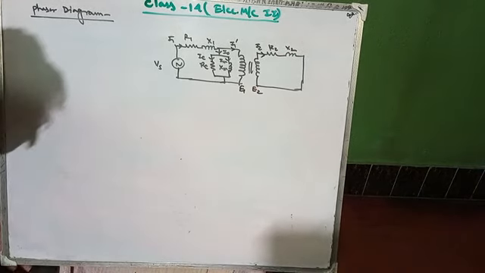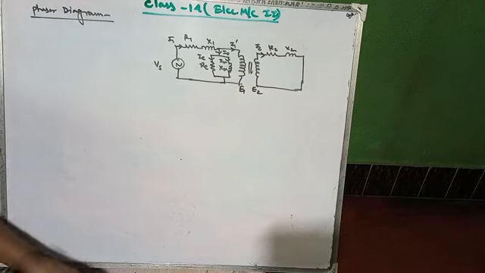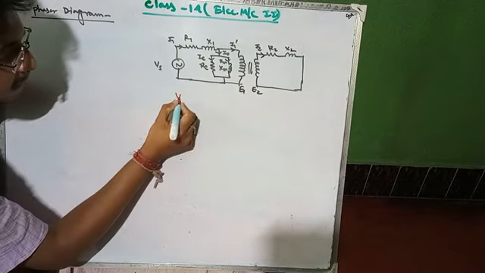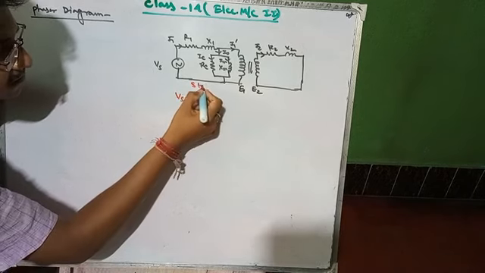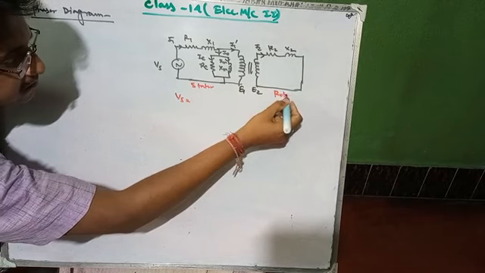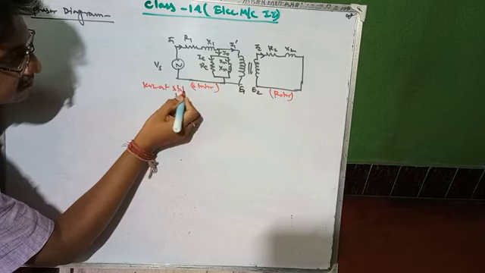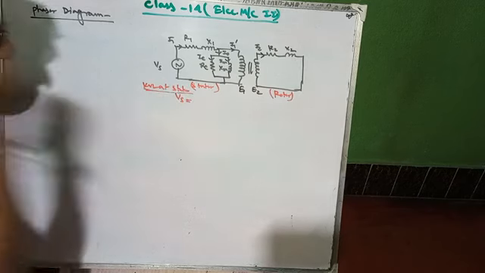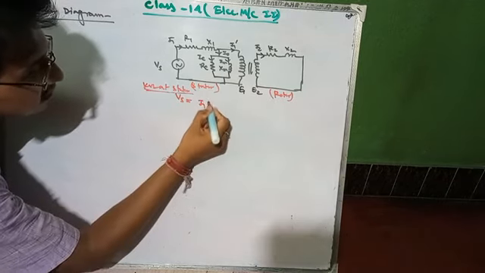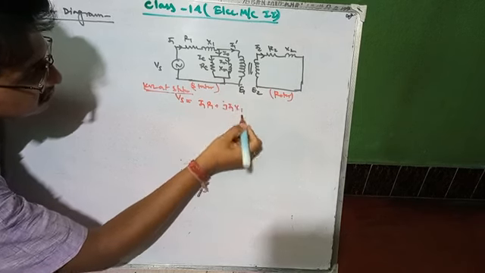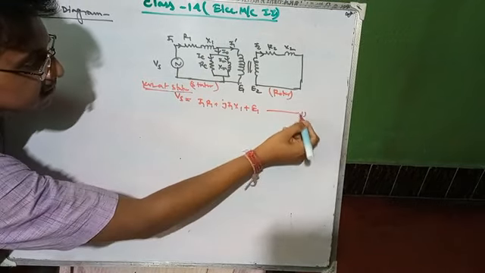So from here can you write the equations? First you have to write the KVL or KCL equation. So apply KVL in the primary side, that is the stator part, and this is the rotor part. So KVL at stator: Vs equals I1 R1 plus j I1 X1. Why j? Because it is a reactive term. Plus E1. So make it equation number 1.